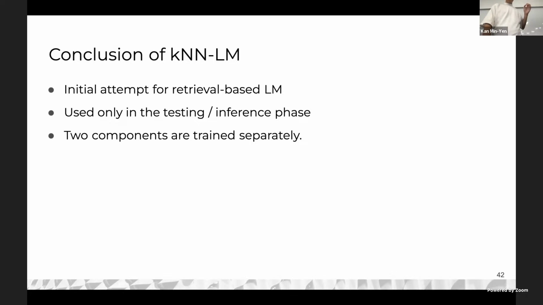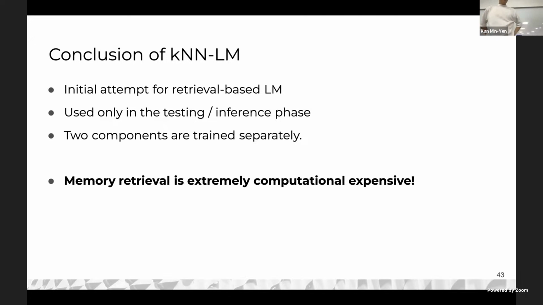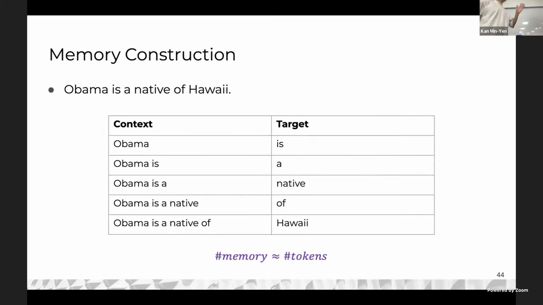But here comes a shortback: the memory retrieval is extremely computationally expensive. So what leads to such computational expense? The answer is the memory construction. So here is an example.